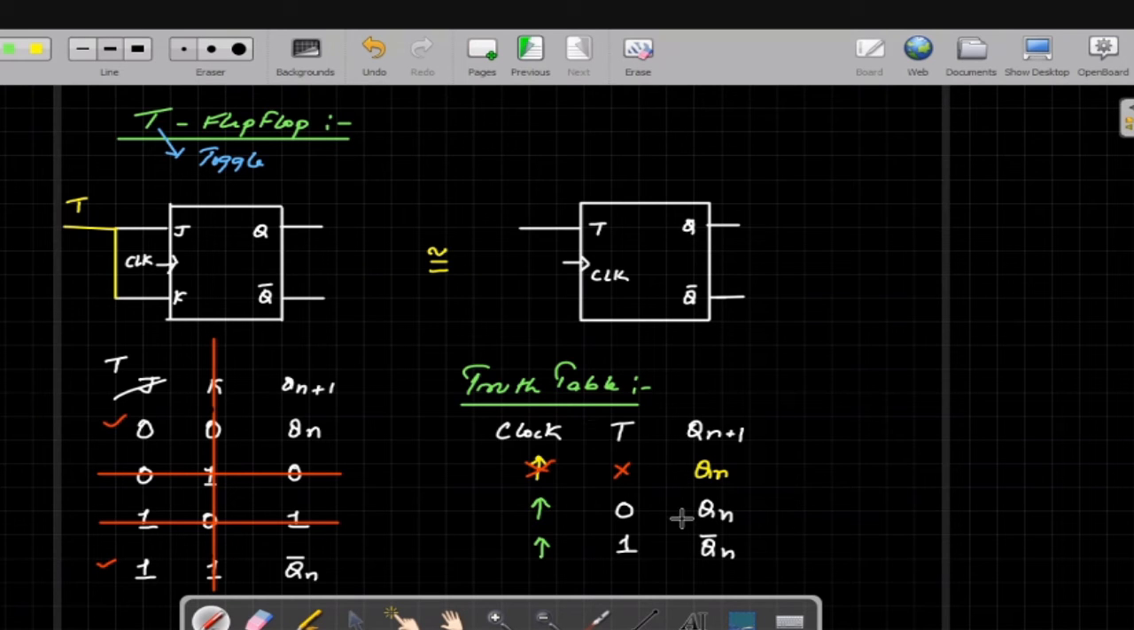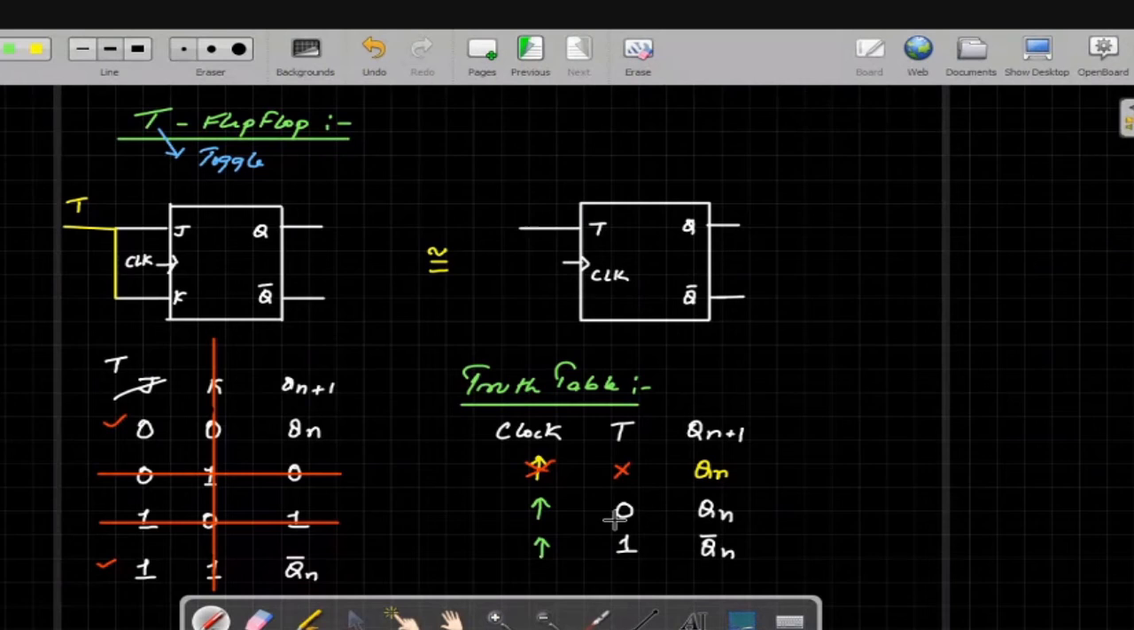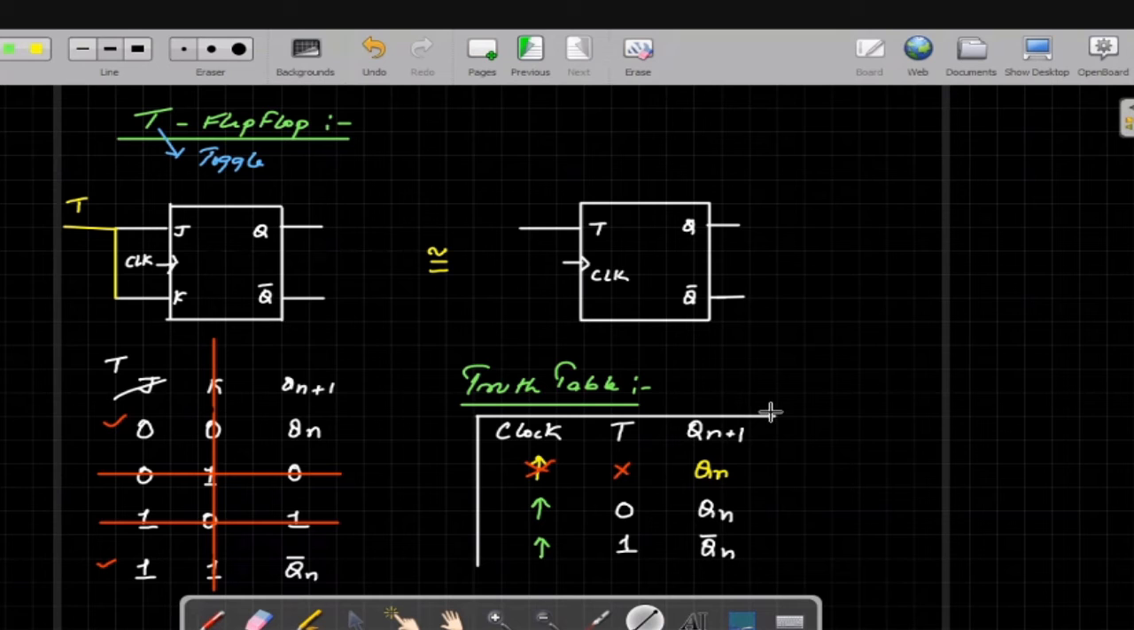So that's why we call it toggle, because if you provide T is equal to 0, it will give you the previous output, and if you provide T is equal to 1, then whatever the previous output is, it just performs the complement of that. That's why we say this T flip-flop is a toggle flip-flop. Okay, T flip-flop is called a toggle flip-flop. Clear to all of you? Yes, sir. Okay.